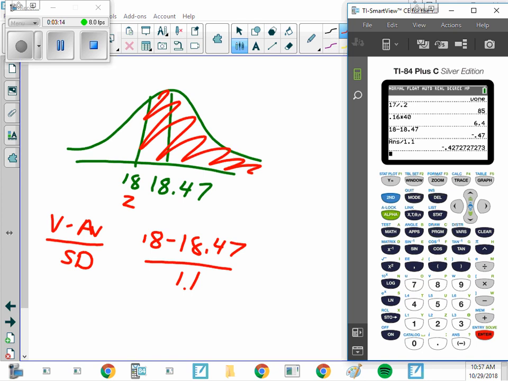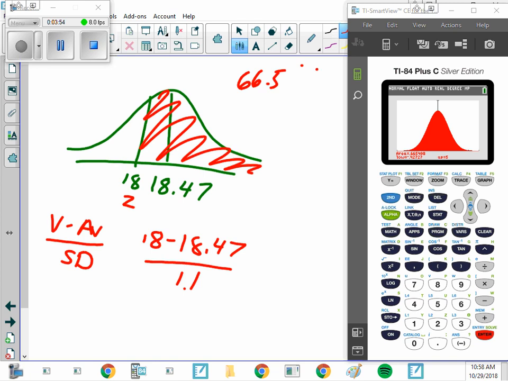And what does negative 0.427 tell me? It's the z-score, but what does the z-score mean? That's how many SDs this person is below average. So go to shade norm, and I'm going to shade norm from negative 0.42727. How high do I want to go? 5 or any number higher than 5 will work. I'll still get the right answer. And I get 66.5%.